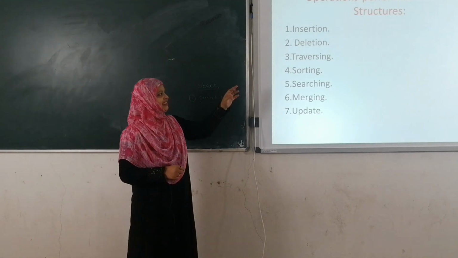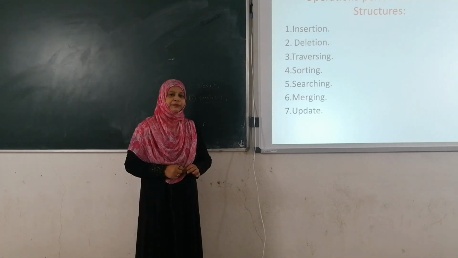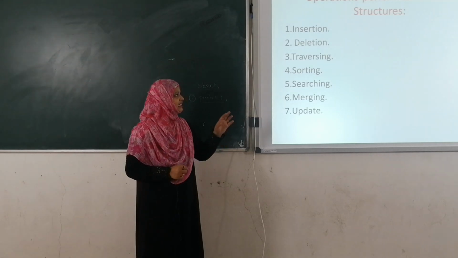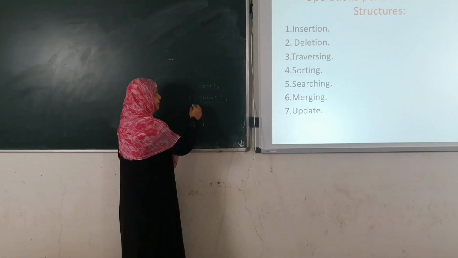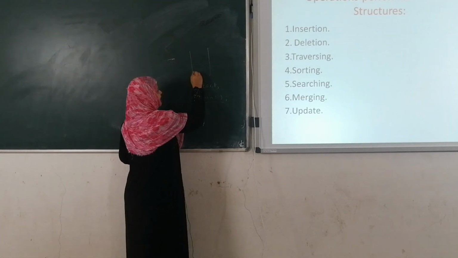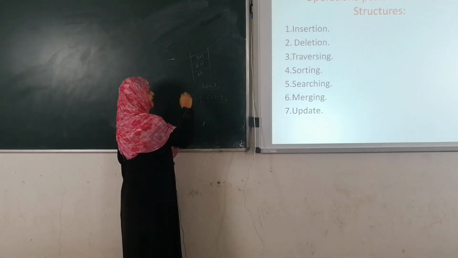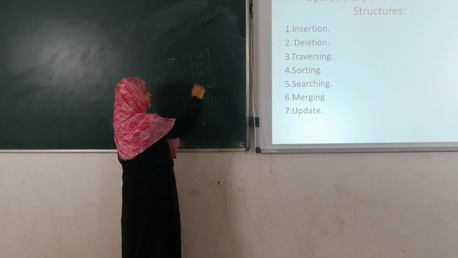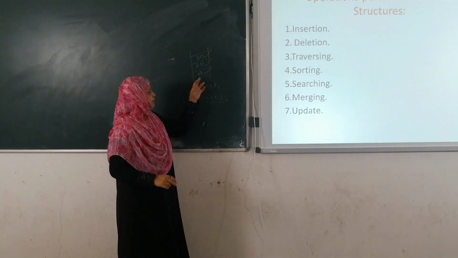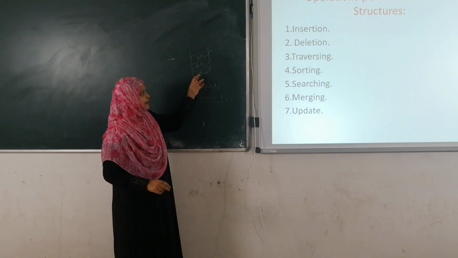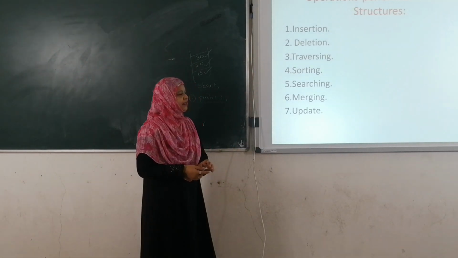Next is traversing. Traversing means visiting each and every element present in the data structure. For example, this is a stack having 3 elements, 10, 20, 30. Traversing means we visit the element 10, then 20, then 30. Visiting each and every element in the data structure is known as traversing.